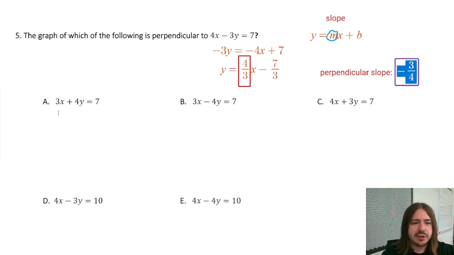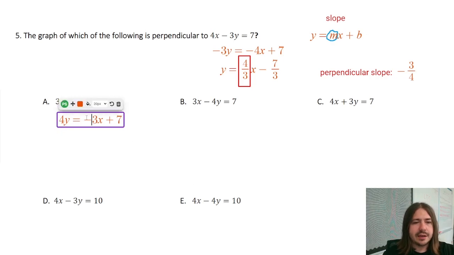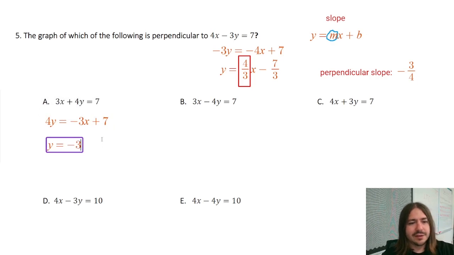We'll check each one of these. A here, we'll subtract 3x from both sides. It's going to give me 4y equals -3x plus 7. And then dividing everything by 4. Are we going to get lucky? Oh, wow, look at that. We got the slope we're looking for right off the bat.